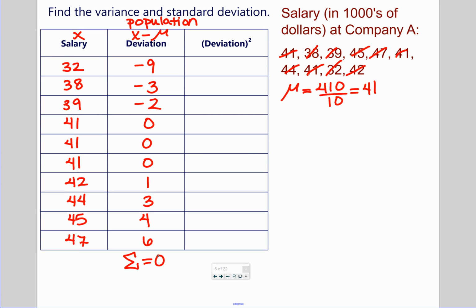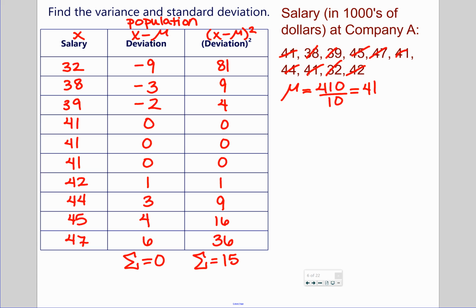Now we're going to take every deviation and square it. So this is this part of the formula, x minus mu squared. Negative 9 squared, you can do that in your head, 81. 3 squared, 9. 2 squared, 4. Everything's positive when we square it. We don't need to worry about negatives. 1, 9, 16, 36. Sum up that column, and that is the sum of our squares. So 81, 9, 4, 1, 9, 16, 36. I get 156.